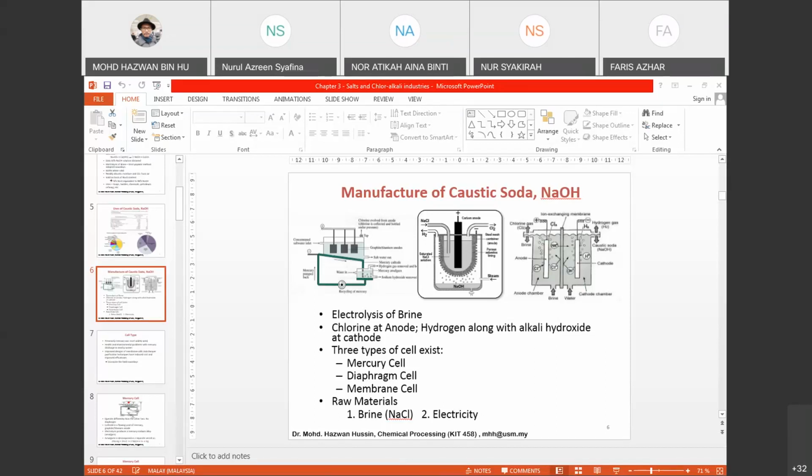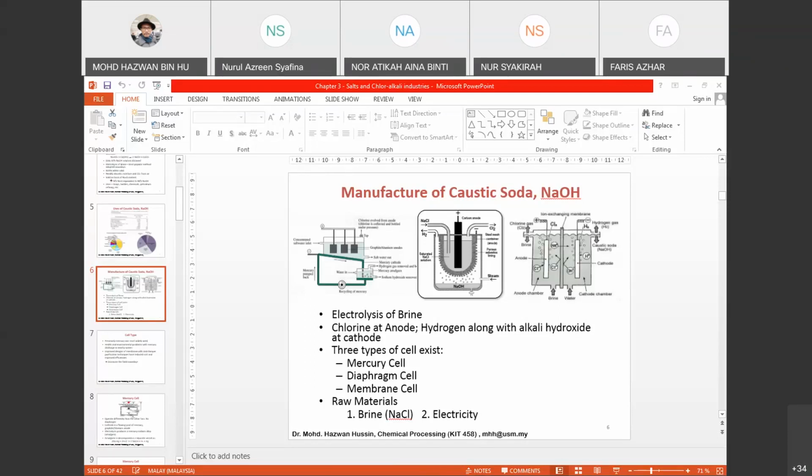The cathode is the titanium? No. The graphite or the titanium is the anode. So the cathode should be mercury. Yes, mercury. So the requirement for the Mercury Cell: the cathode is mercury, and for the anode, the electrode is titanium or graphite. Graphite.